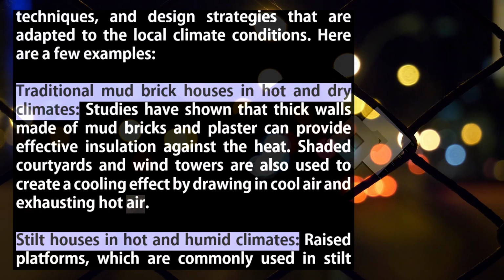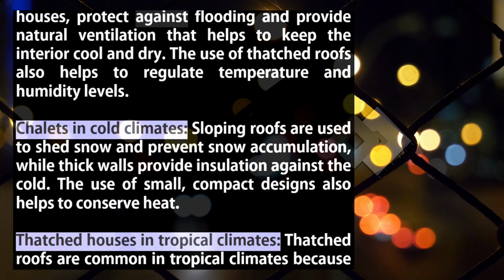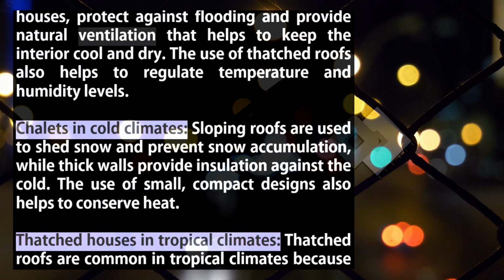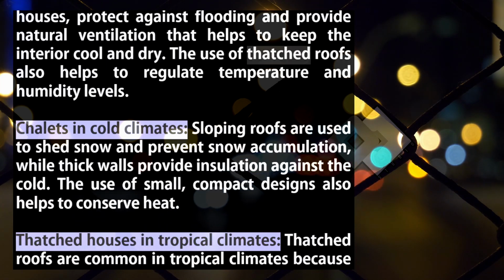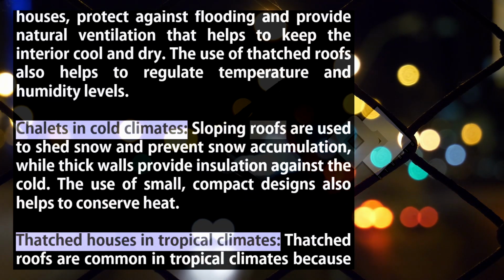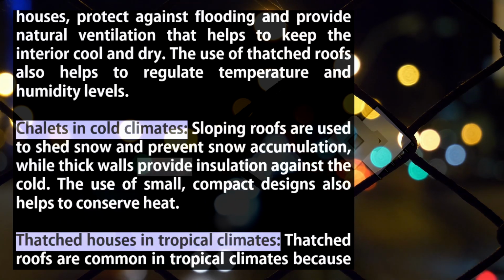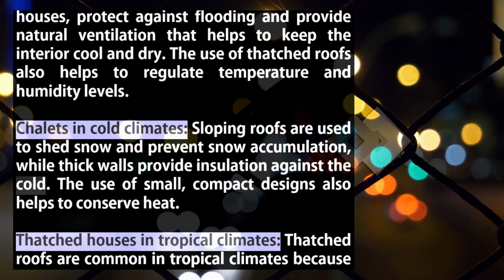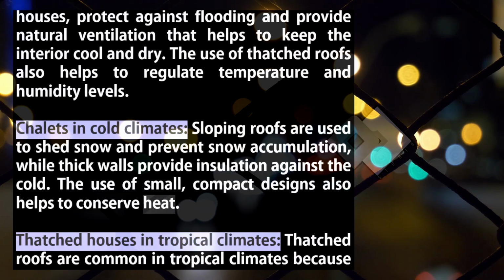Stilt houses in hot and humid climates: raised platforms, which are commonly used in stilt houses, protect against flooding and provide natural ventilation that helps to keep the interior cool and dry. The use of thatched roofs also helps to regulate temperature and humidity levels. Chalets in cold climates: sloping roofs are used to shed snow and prevent snow accumulation, while thick walls provide insulation against the cold. The use of small, compact designs also helps to conserve heat.